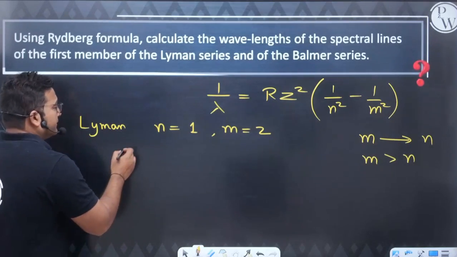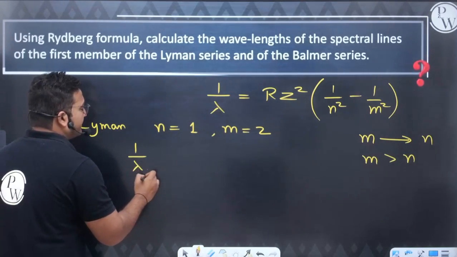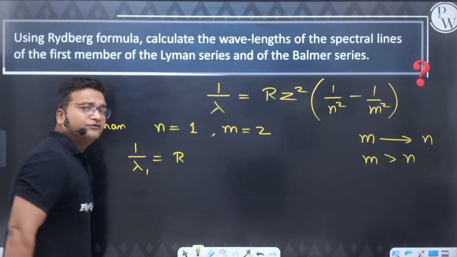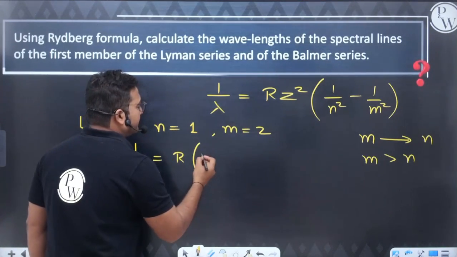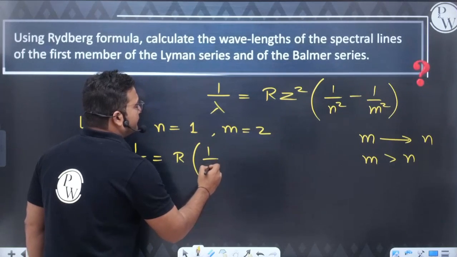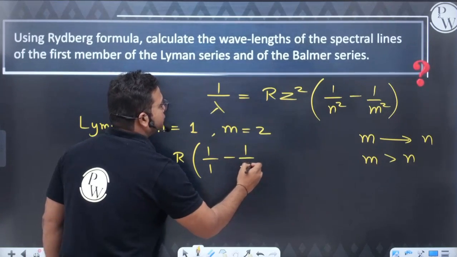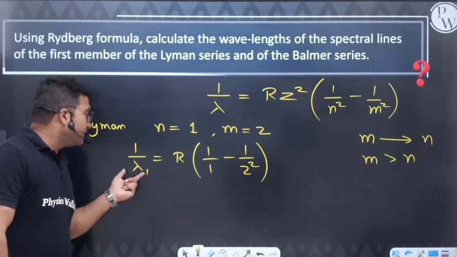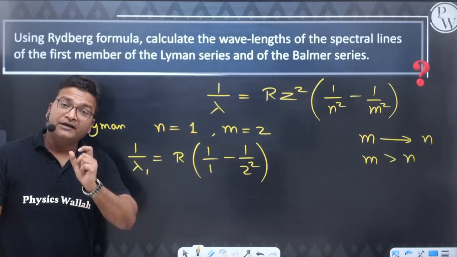And the first wavelength lambda 1 becomes R. For hydrogen Z is 1. So I'll place the value of N as 1 minus 1 upon 2 square. And if you solve this, you can easily find the first member wavelength of Lyman series.